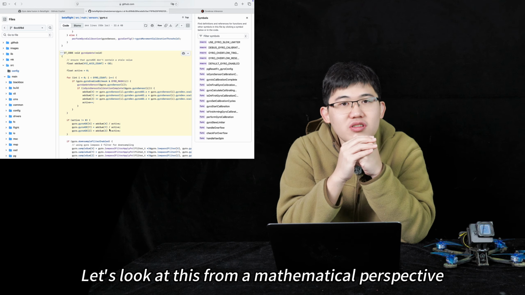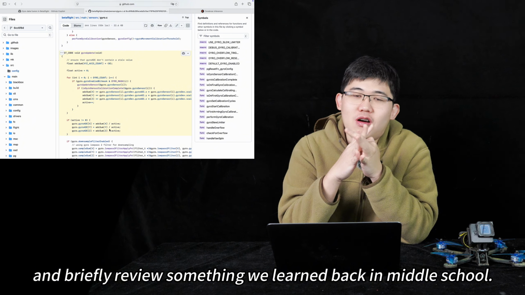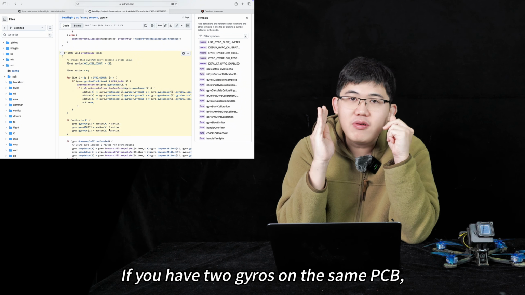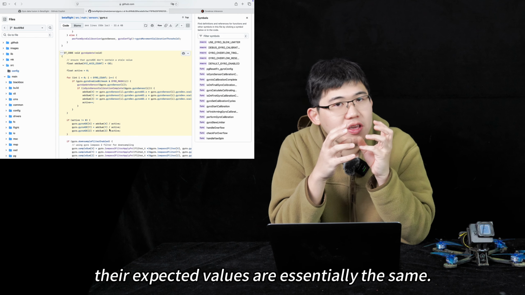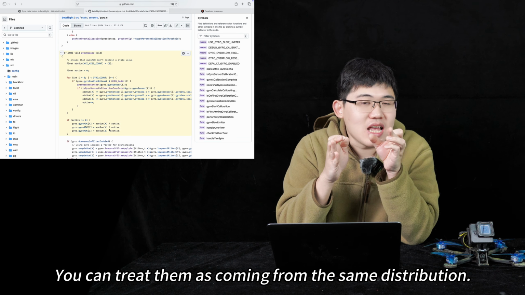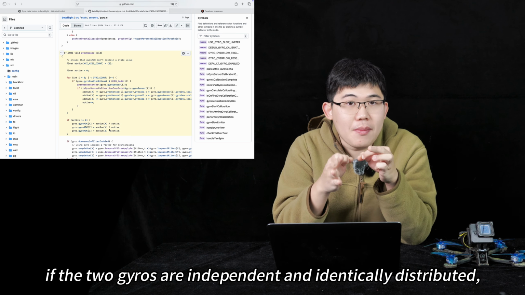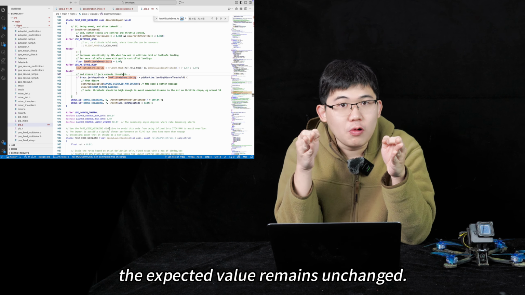Let's look at this from a mathematical perspective, and briefly review something we learned back in middle school. That is, expectation, variance, and standard deviation. If you have the gyros on the same PCB, their expected values are essentially the same. You can treat them as coming from the same distribution. In an ideal situation, if the 2 gyros are independent and identically distributed, the expected value remains unchanged.